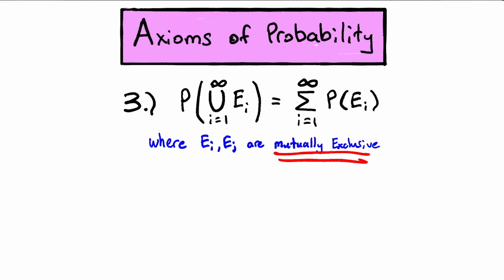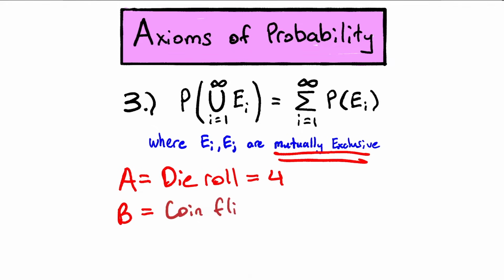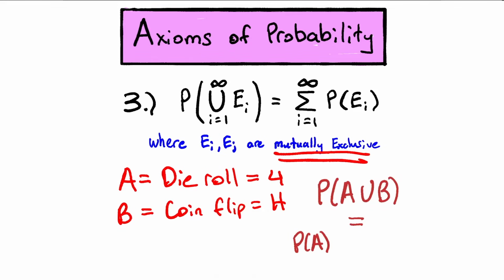Now using the die roll and coin flip example, let's look at what this means. So let's say A is the event that there's a die roll that equals 4. And let's say B is the event that a coin flip is heads. So these 2 events are mutually exclusive. And what the axiom of probability states is that the probability of A or B equals the probability of A plus the probability of B.